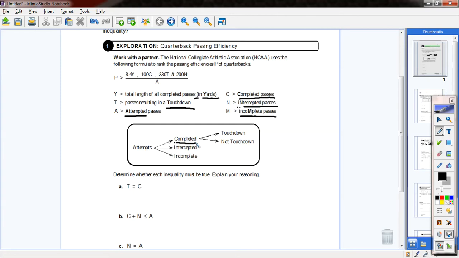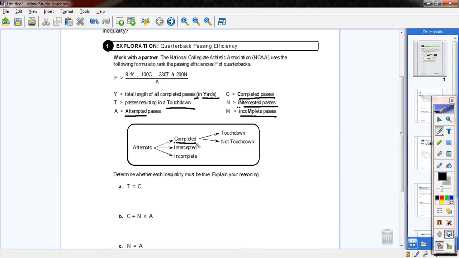Down here, we want to determine if stuff is true or false. I think we can figure this out by logical reasoning. It says determine whether each inequality must be true and explain your reasoning. Here they're saying T is equal to what, kids? C. So what did T represent again, kids? Touchdown. And C represents what? Now here's the situation. In order for something to be true, it must be true every single time. So they're saying the number of touchdowns is equal to the number of completions.